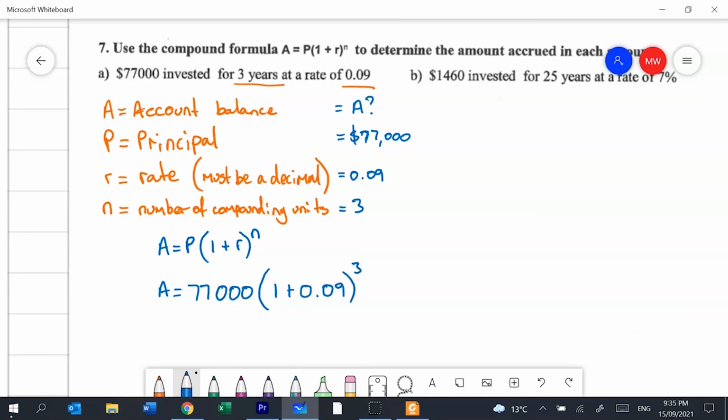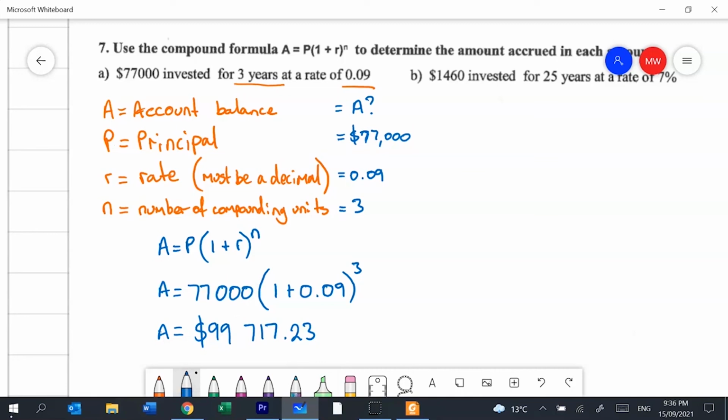to the power of 3, pop it straight into your calculator exactly as you see it, and the amount will be $99,717.23. And so you can see how interest works. Interest is the difference between this number and this number. Okay, so it's how much the amount has grown by. Let's do the second one.